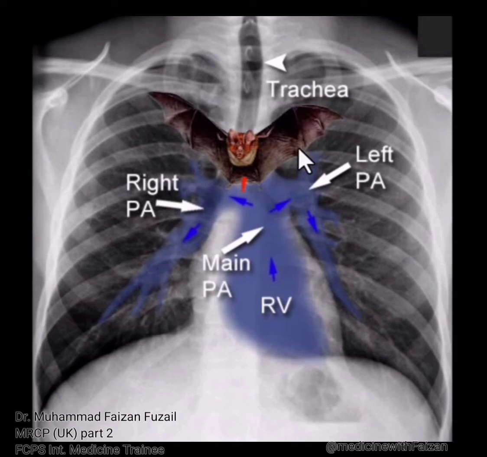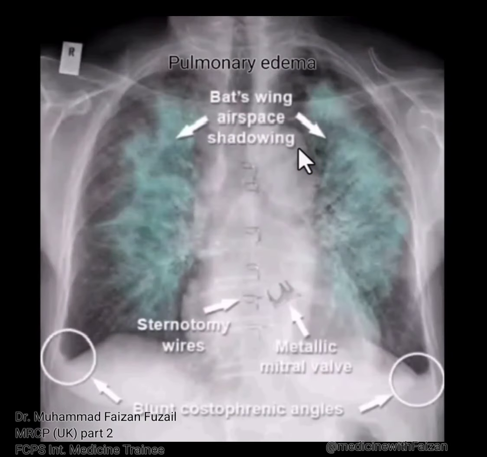If the reverse happens, that is, if the upper lobe pulmonary vessels have the same or higher diameter than the lower lobe pulmonary vessels, we call it cephalization of pulmonary veins or batwing appearance. This is classically seen in early pulmonary edema.